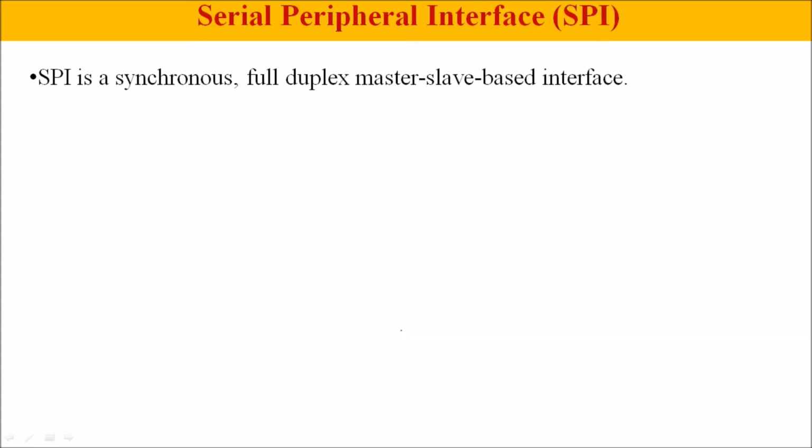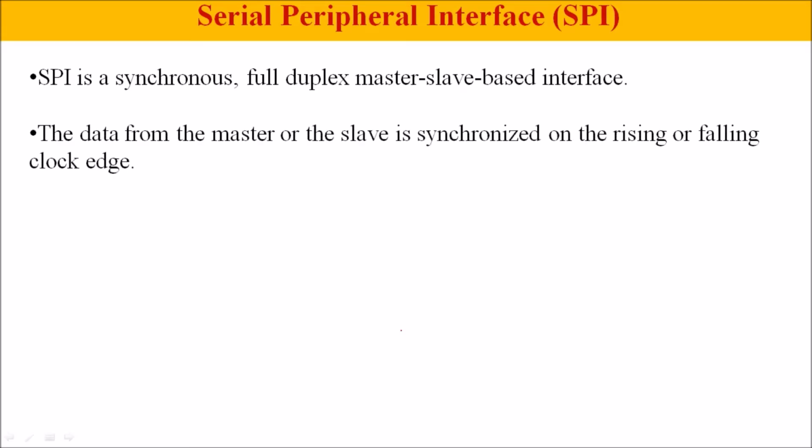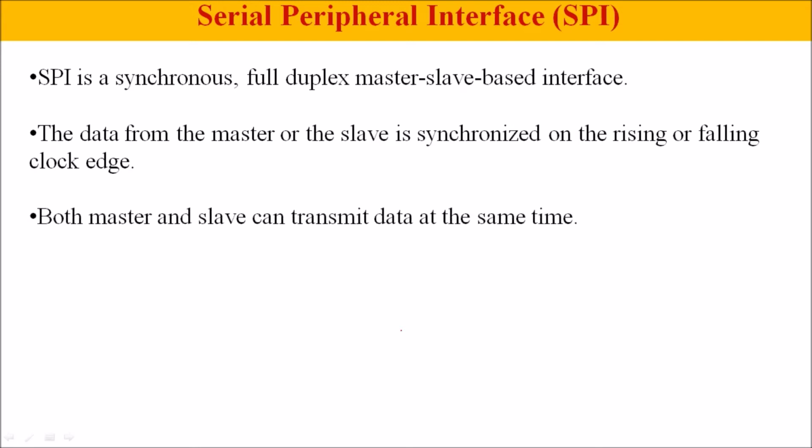So SPI is a synchronous full duplex master-slave based protocol, and the data from the master or the slave is synchronized on the rising or falling clock edge. So the user can select whether they want to transmit data at the rising edge of the clock signal or on the falling edge of the clock signal. Both master and slave can transmit data at the same time, and it is a 3-wire or 4-wire protocol.